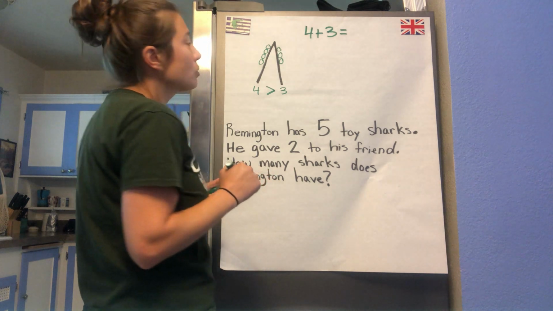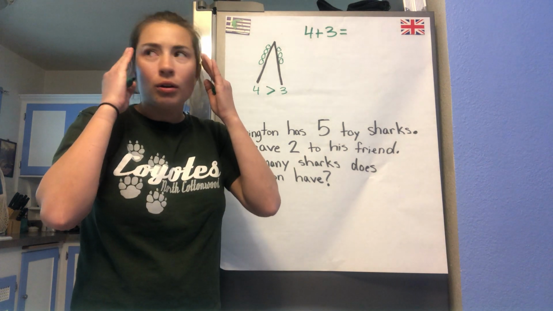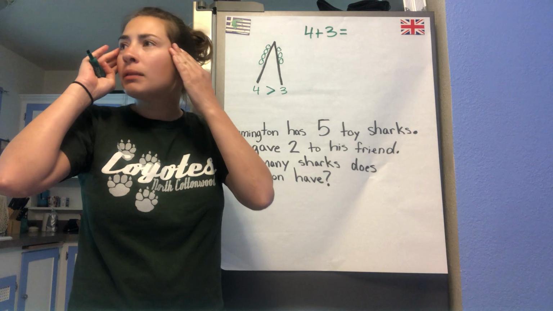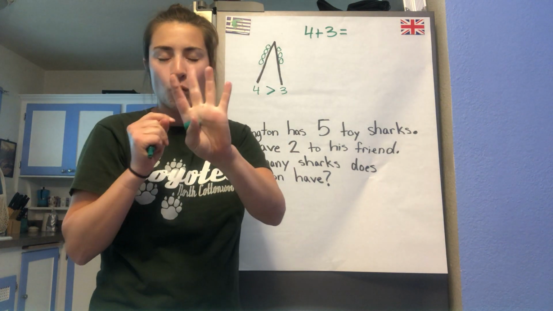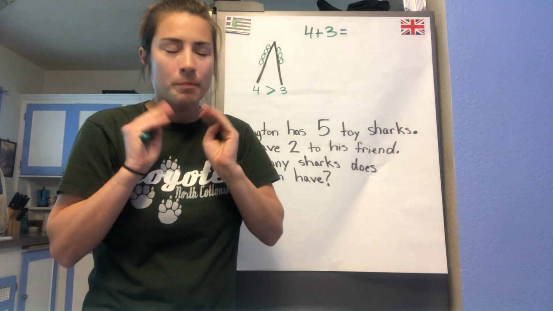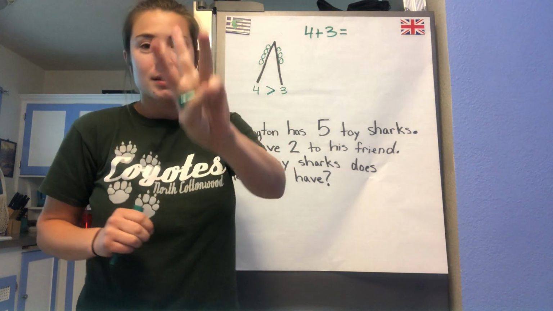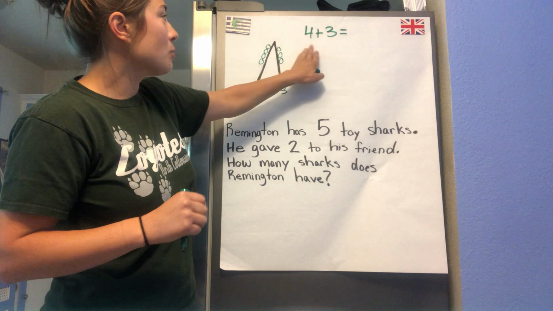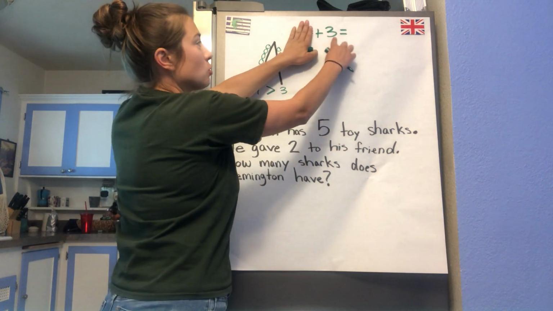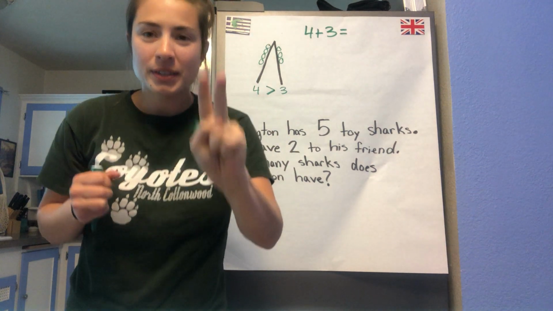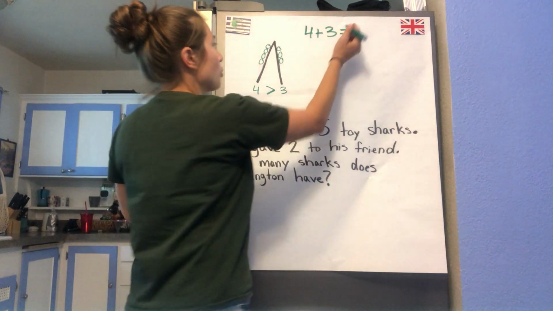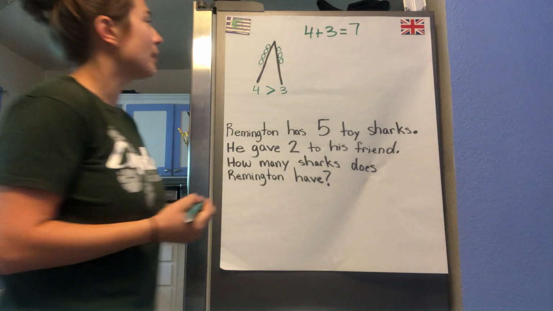I'm going to count on. I'm thinking of 4. I'm going to start at 4. So I have 4, 5, 6, 7. Because I started with 4, and the equation told me I need to count up 3 times. 4, 5, 6, 7. 4 plus 3 is the same as 7.